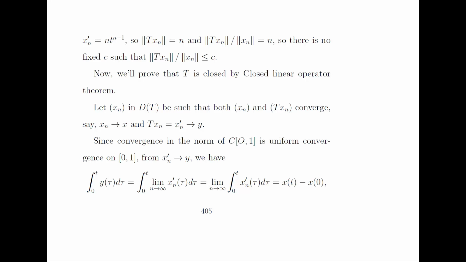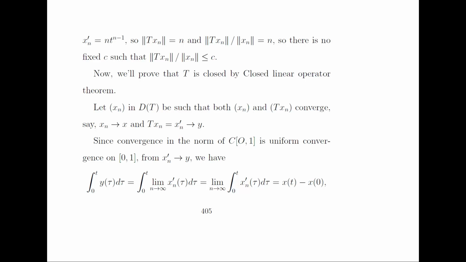So let x_n be a sequence in the domain of T such that both sequences x_n and Tx_n converge. Say x_n converges to x and Tx_n converges to y, and Tx_n is equal to x_n prime. Since convergence in the norm of a continuous real valued function in the interval 0 to 1 is uniform convergence on the interval [0,1].